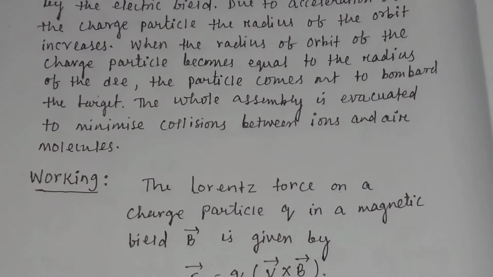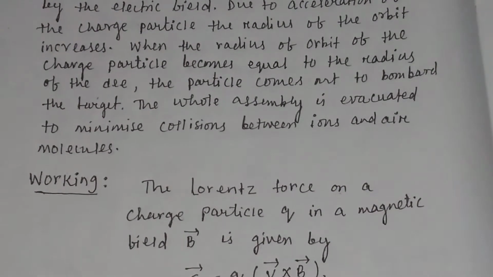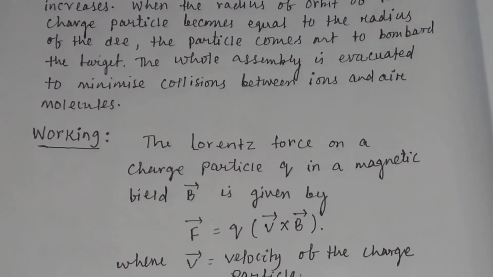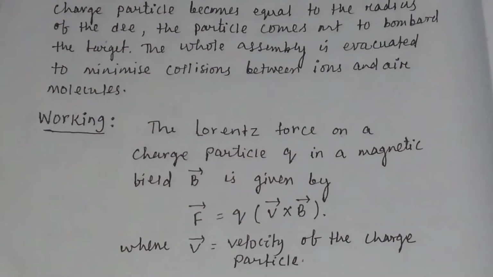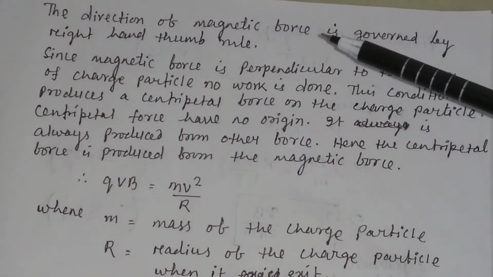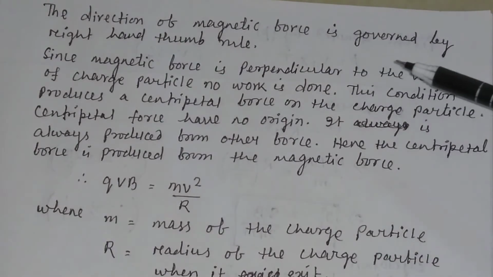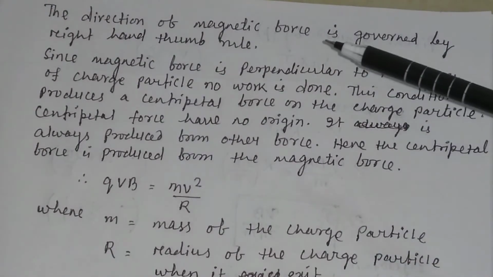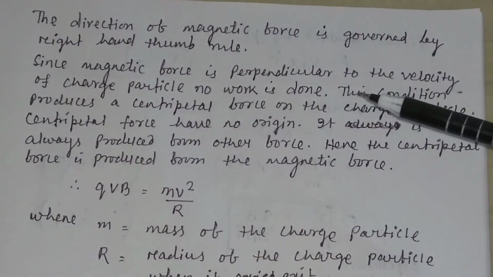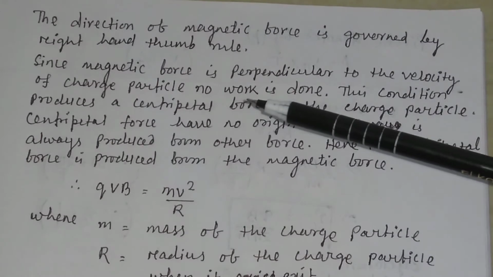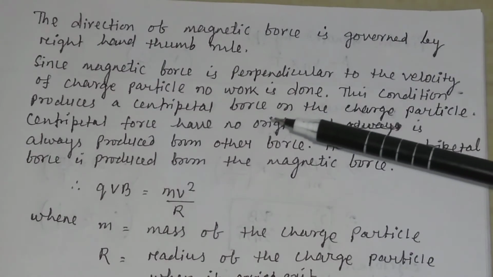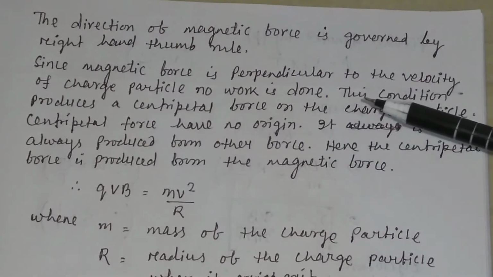The Lorentz force on a charged particle q in a magnetic field B is given by F equal to q into v cross B, where v is the velocity of the charged particle, and we know the direction of the magnetic field is given by the right hand thumb rule. Since the magnetic force is perpendicular to the velocity of the charged particle, no work is done. So this condition produces a centripetal force on the charged particle.